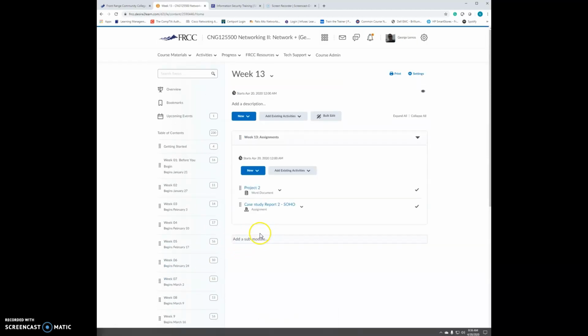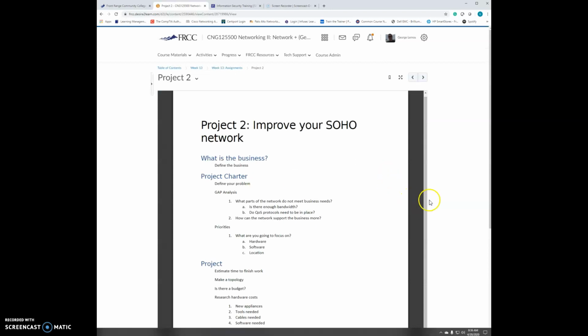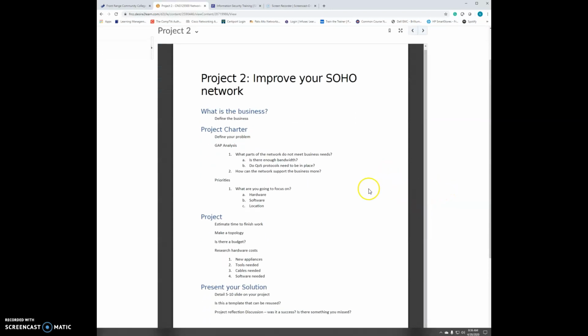Week 13. What we're going to do this week is take what we did last week, and it's okay if you use it as a template. Use that network map, but this week you're going to evolve that scenario into a small office, home office network. How can I improve your small office, home office network?